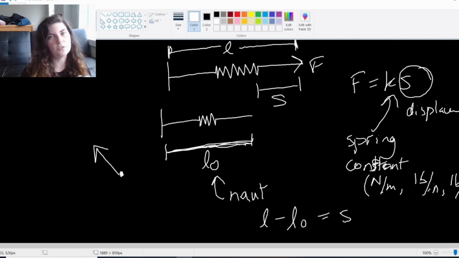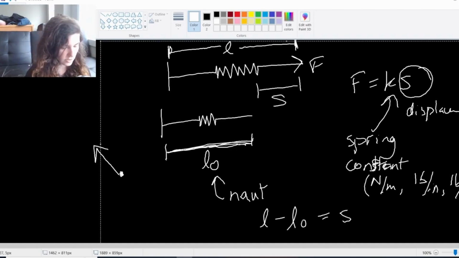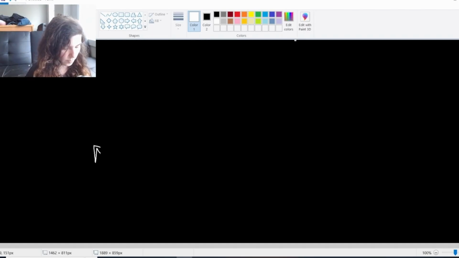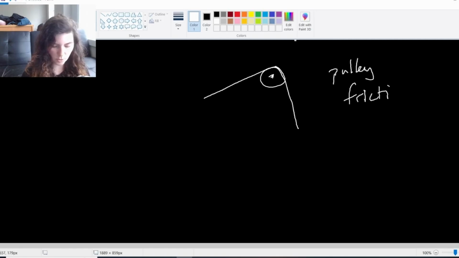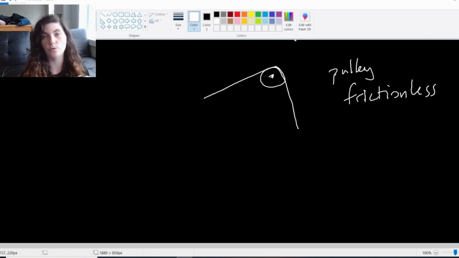And then one more special situation that we do come across quite a bit are pulleys and cables. Now, anytime we have a pulley, which is going to look something like this, it'll be a large circle, usually with 2 ropes coming off of it. This is our pulley. Anytime you see a pulley, we make a few assumptions. We usually assume the pulley is frictionless. So we're not going to take into account any friction forces for the pulley.